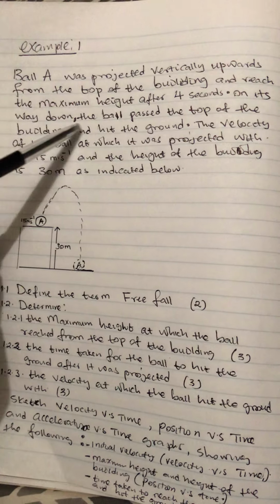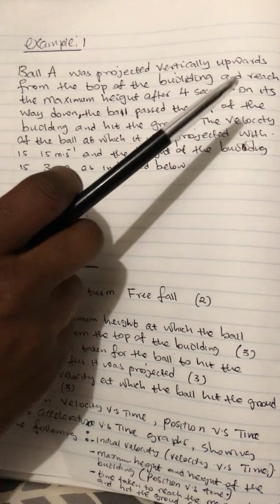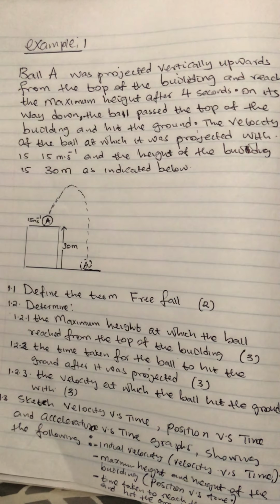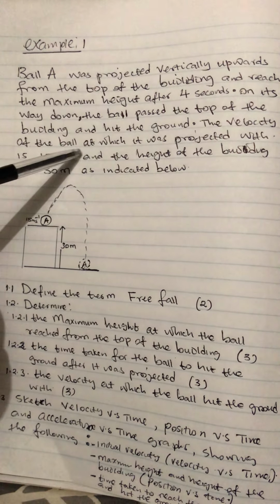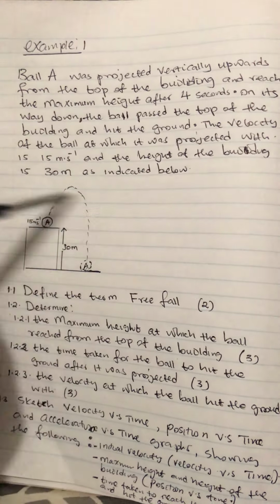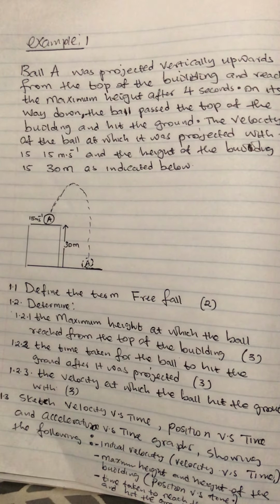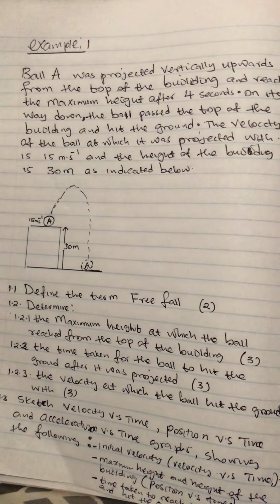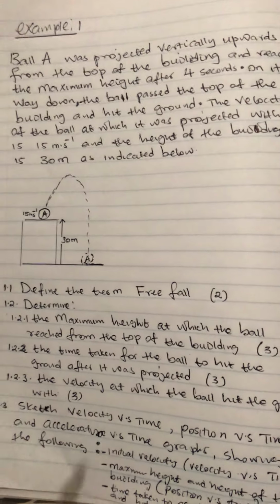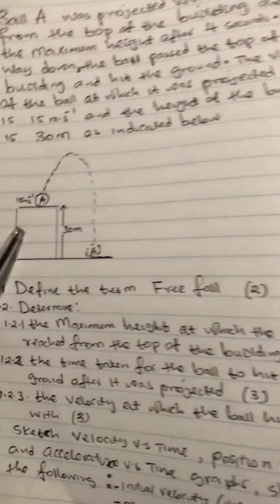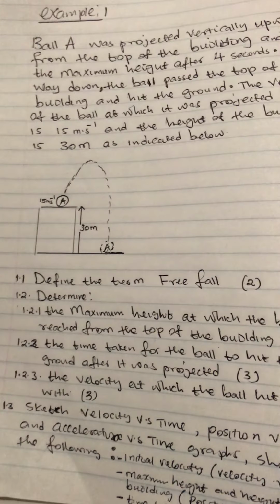On its way down, the ball passed the top of the building and hit the ground. The velocity at which it was projected is 15 meters per second, and the height of the building is 30 meters, as indicated below. I hope you can see this diagram clearly.